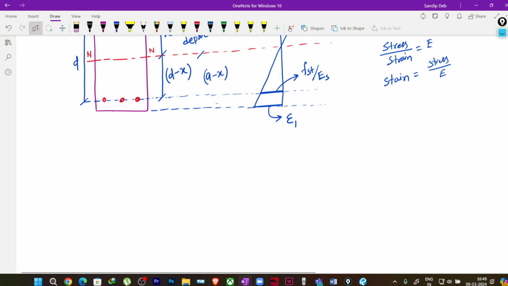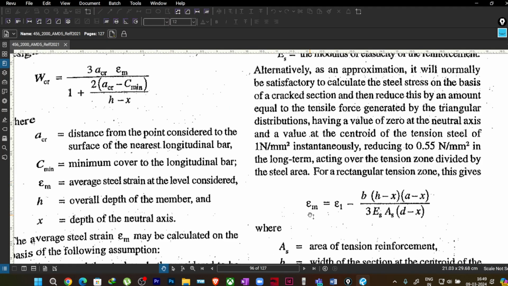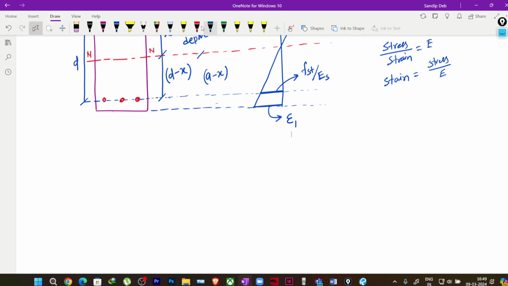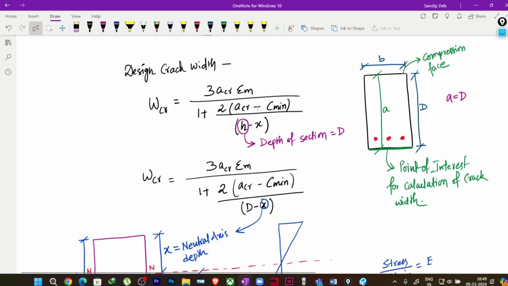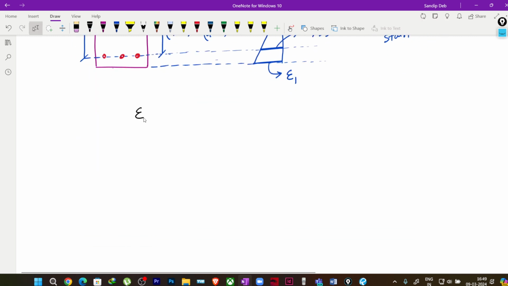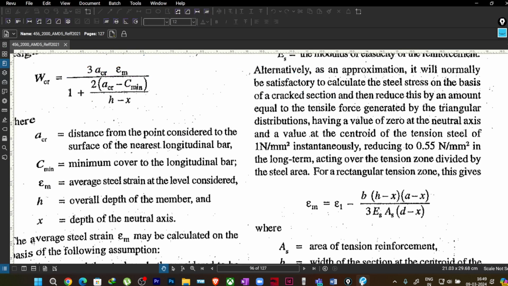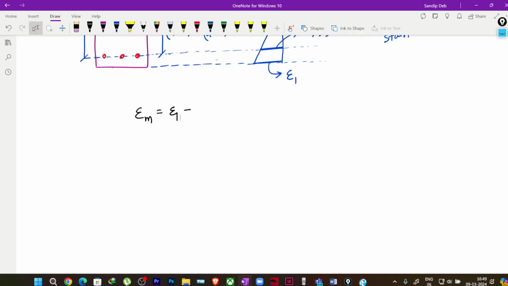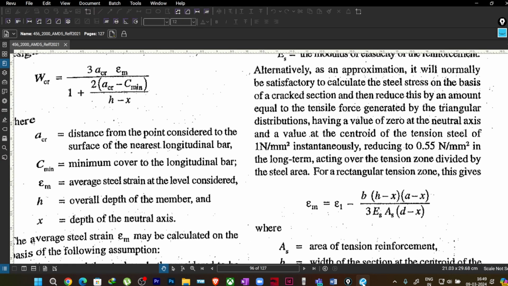Because now I will jump into the code. If you see here, the code says this epsilon m. What is this epsilon m? That I will explain in a while, but let us just write it here. This epsilon m equal to epsilon 1 minus something, which is b into h minus x into a minus x. These terms you already know.